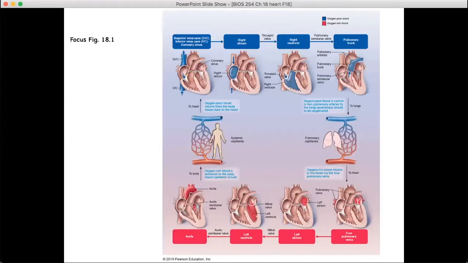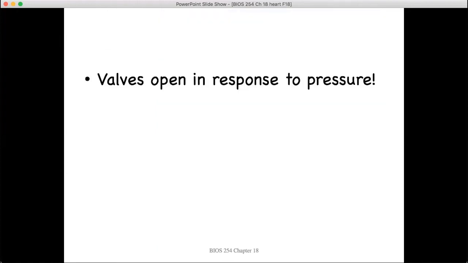Figure 18.1 in your textbook is very helpful. I'm going to encourage you to study this figure, and you can stop the presentation right now and read through this figure, but this is everything that I've talked about. So the valves make sure that the blood flows in one direction as it goes through the heart. And the valves open in response to pressure gradients.